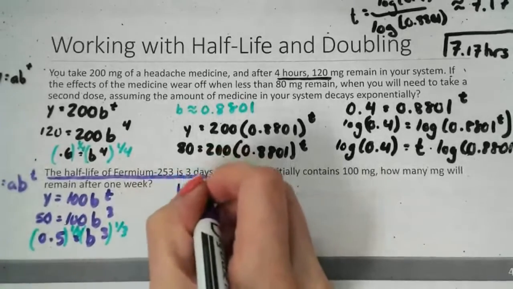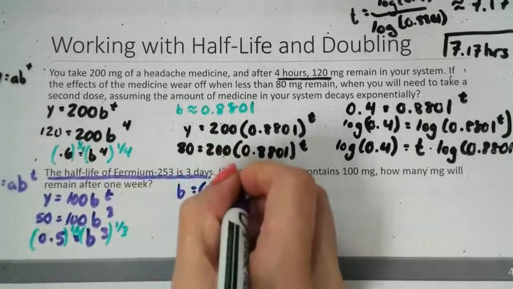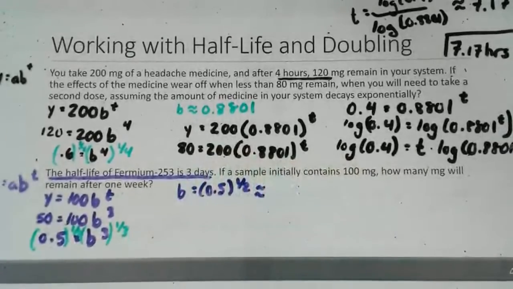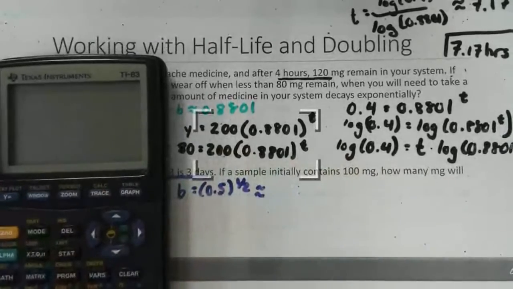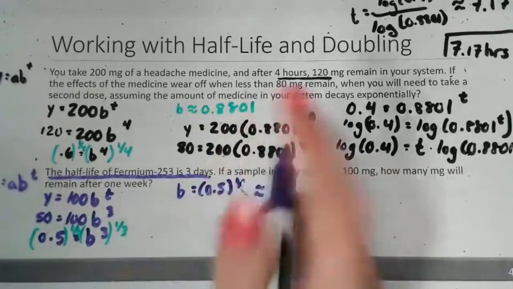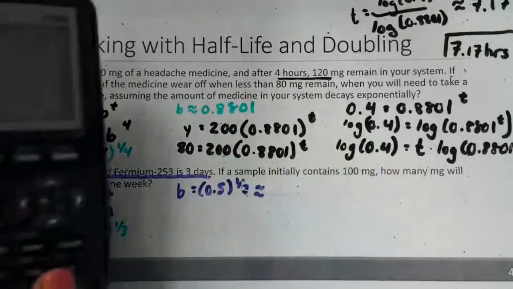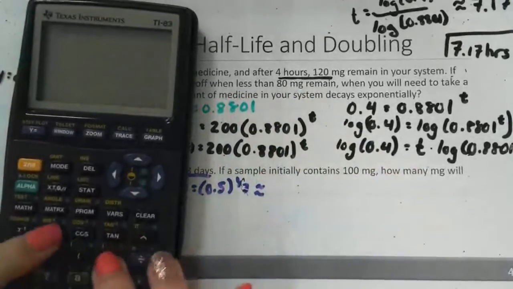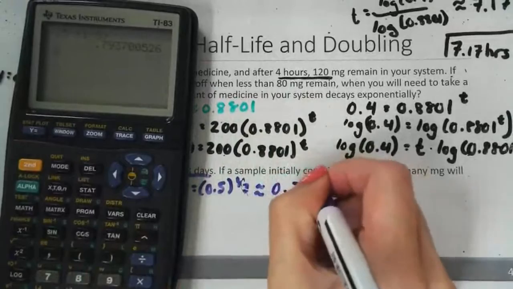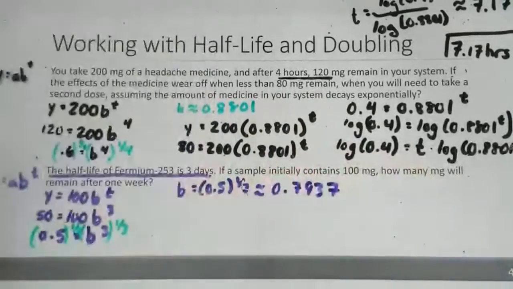And b is equal to 0.5 to the 1/2 power, which is approximately equal to, oh, that should be the 1/3 power. 0.5 raised to the 1/3 power is about equal to 0.7937.